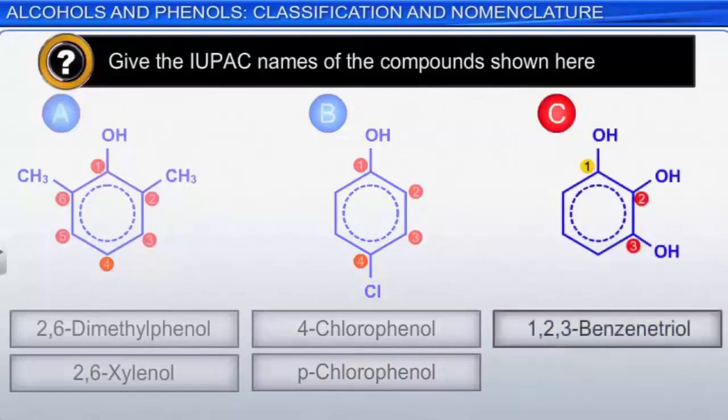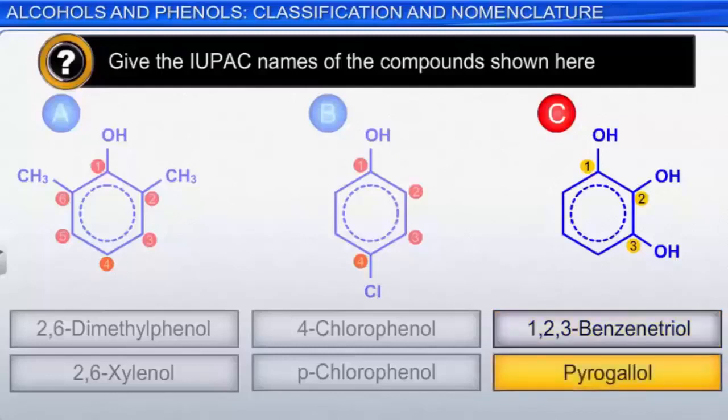Molecule C is 1,2,3-benzene triol. It is commonly known as pyrogallol.